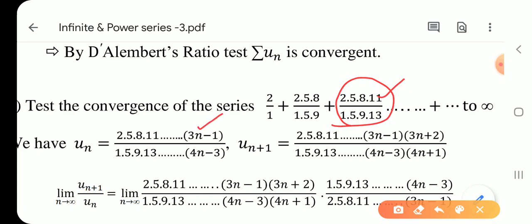And the denominator is same as the previous one, that is 4n minus 3. So, to get un plus 1, in the place of n I will put n plus 1. Here also n plus 1. So, 3 into n plus 1 minus 1 becomes 3n plus 2. 3 into n plus 1 minus 3 gives 4n plus 1.